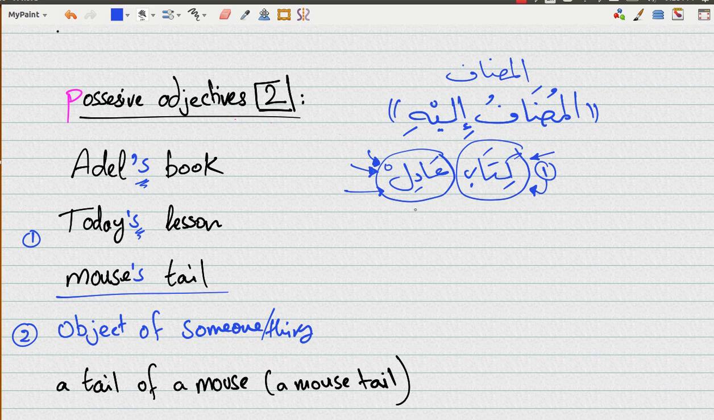It might not be apparent here. There's a second rule. So if I translate the next sentence, and that sentence says today's lesson. Today, يوم. Lesson, درس.